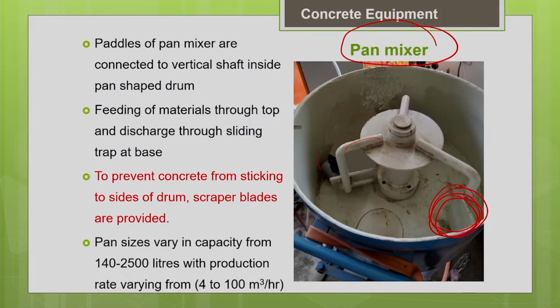So either you have to throw away that batch, so that drawback is there, or you can go for what is called a buttering operation. Buttering is nothing but going for some trial mixes. Before making your actual concrete batch, you run a trial batch with a mortar mix.